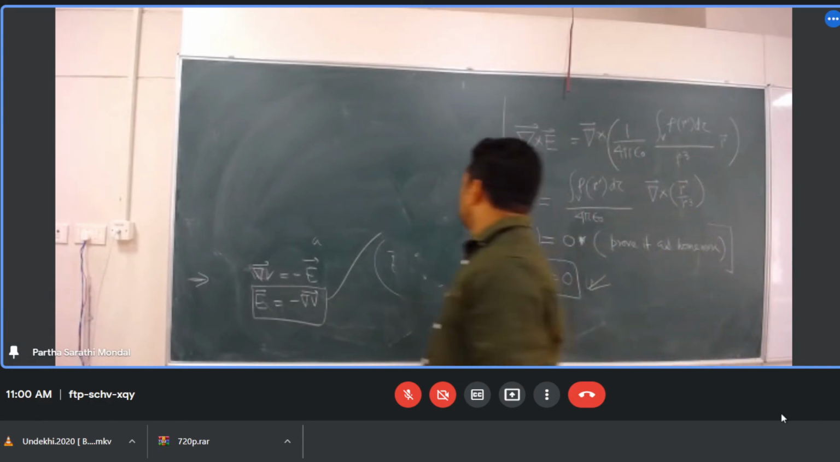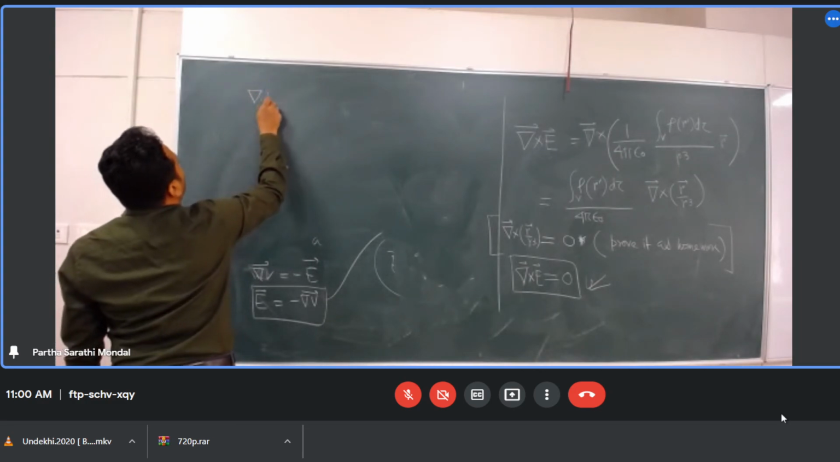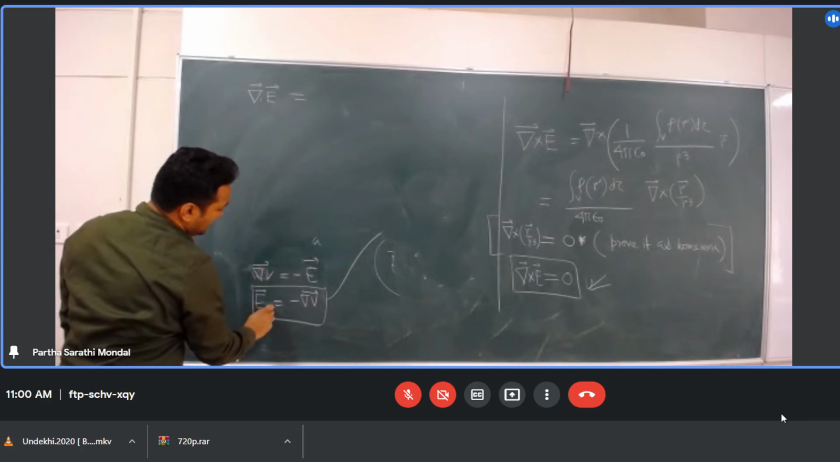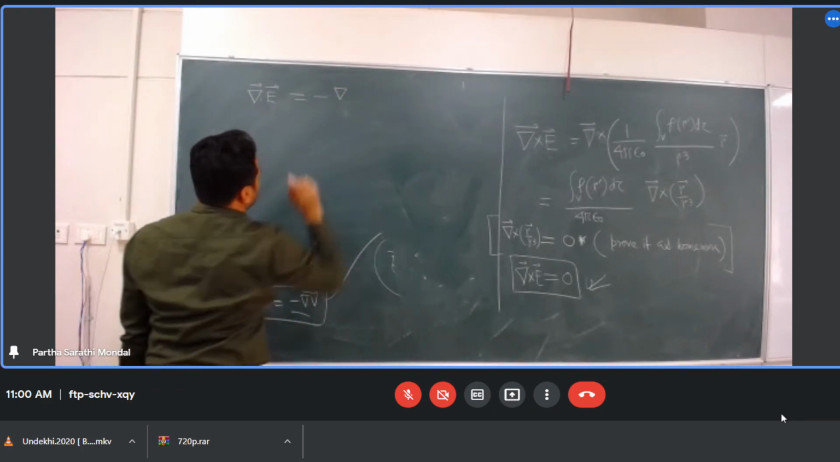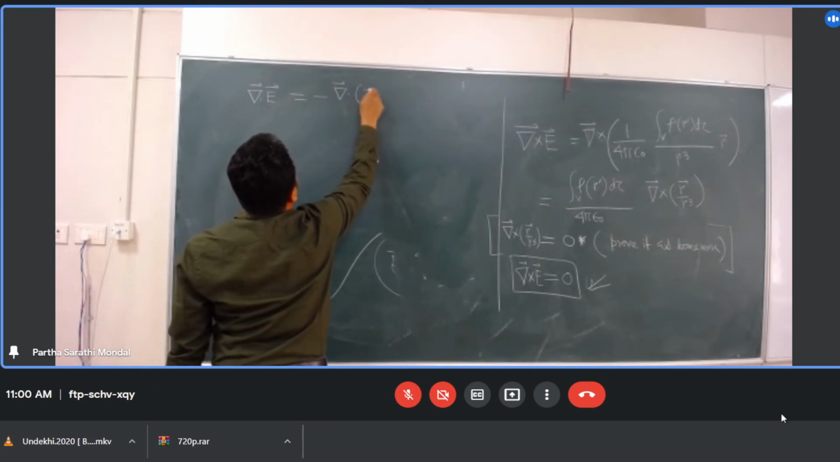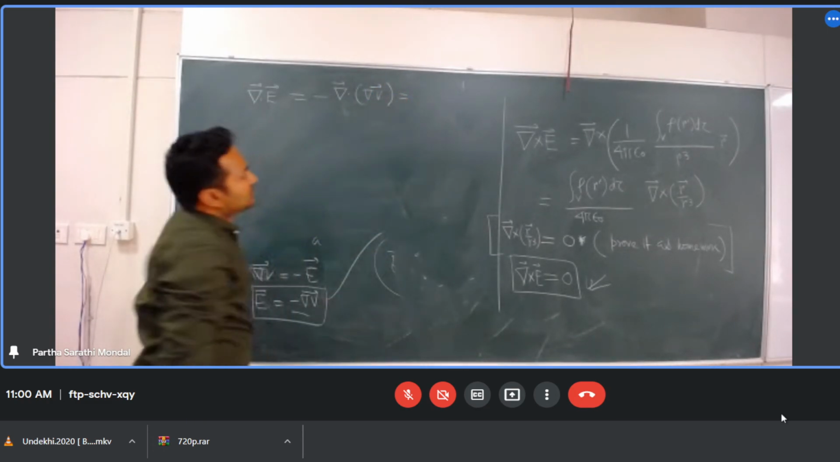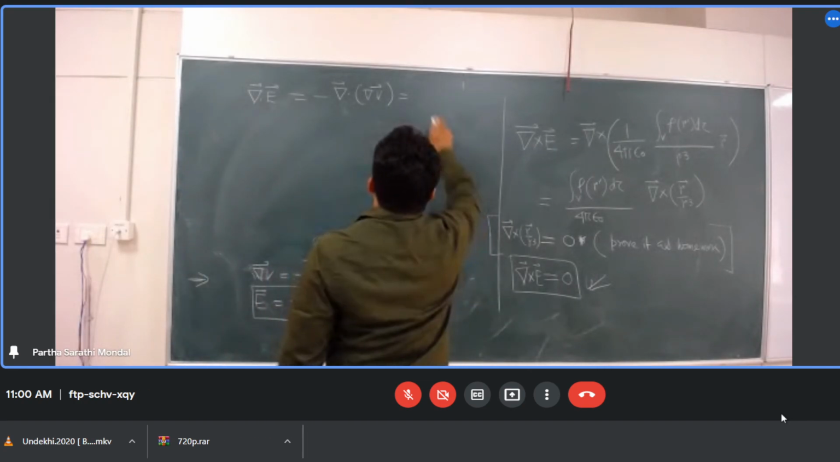ठीक है? So now we know if I calculate divergence of E. So what is divergence of E? So we know that E is equal to minus grad phi. So minus, okay, divergence of minus grad V. Okay, so which will give you nothing but del square V.